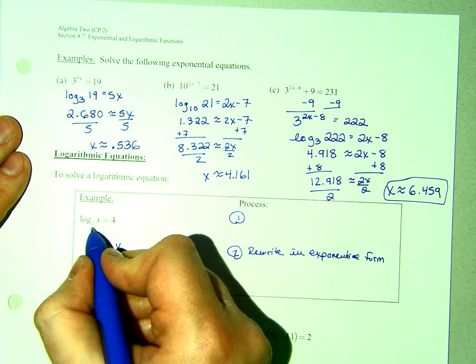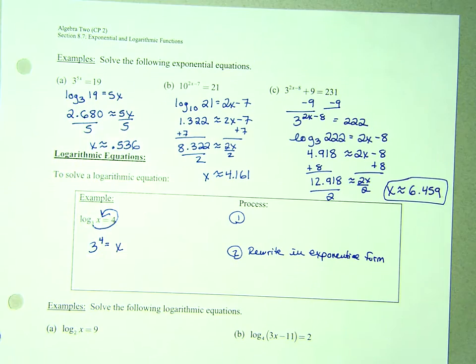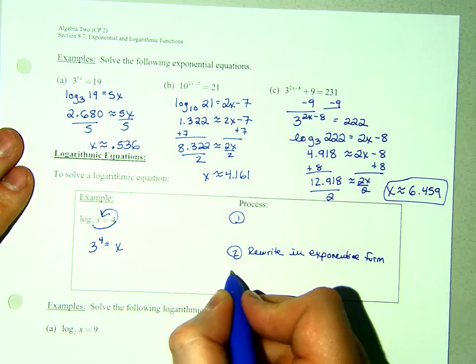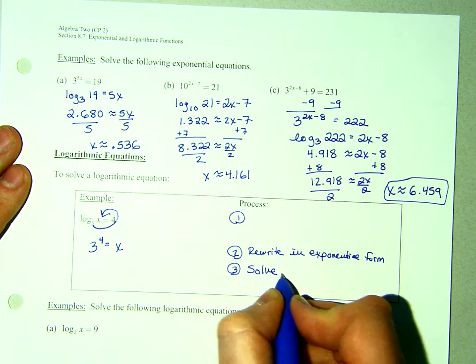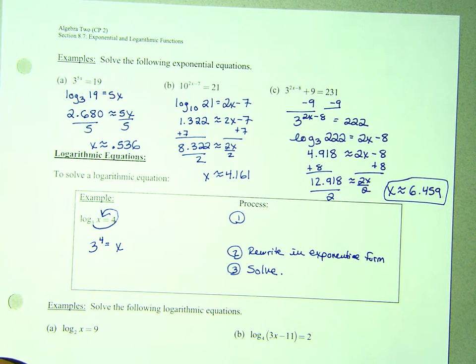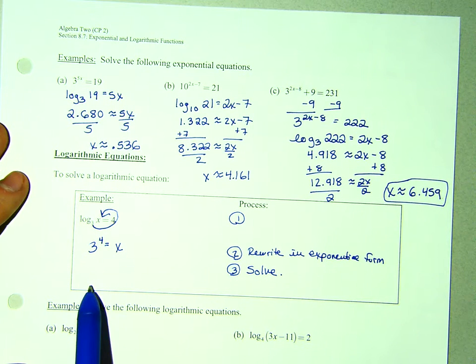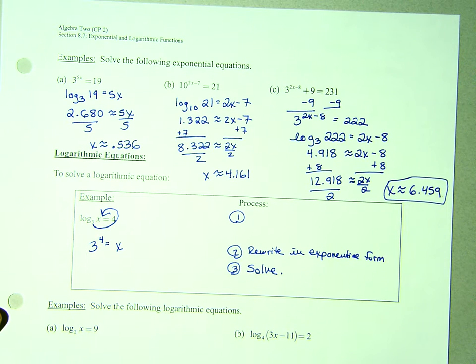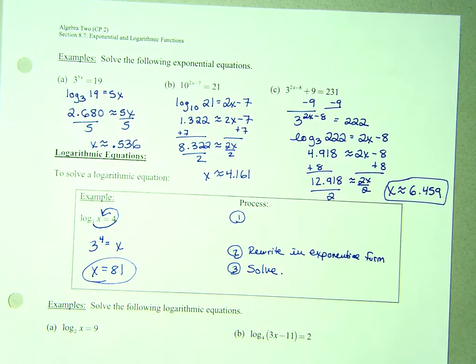And again, we've got Mrs. Eburn's trick. 3 raised to the 4th equals x. Step number 3, solve. Wait, do you need to go use your change of base formula, log 4 divided by log 3? You just solved it. What's the answer? 81. That's it. Wait, what's step 1?